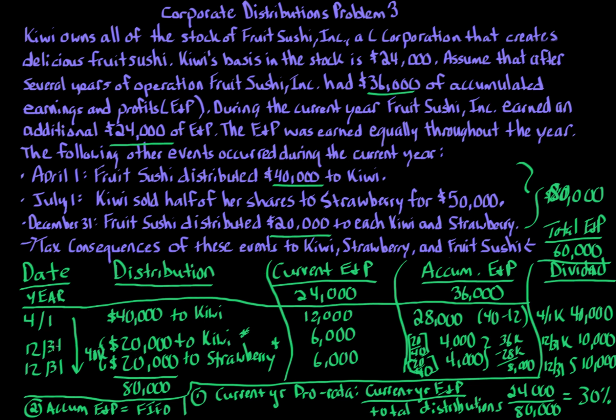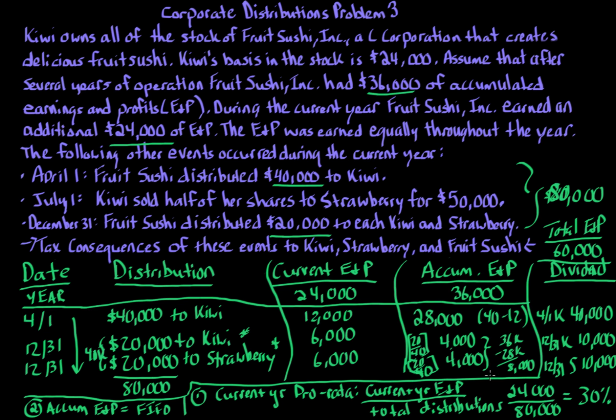Now, if there was a date in the middle here, then that would be next, and then if there's anything left after that, it goes to the next one. So it just goes in order. You allocate accumulated E&P in order by the date. And then the amount keeps going down and down. That balance keeps going down.